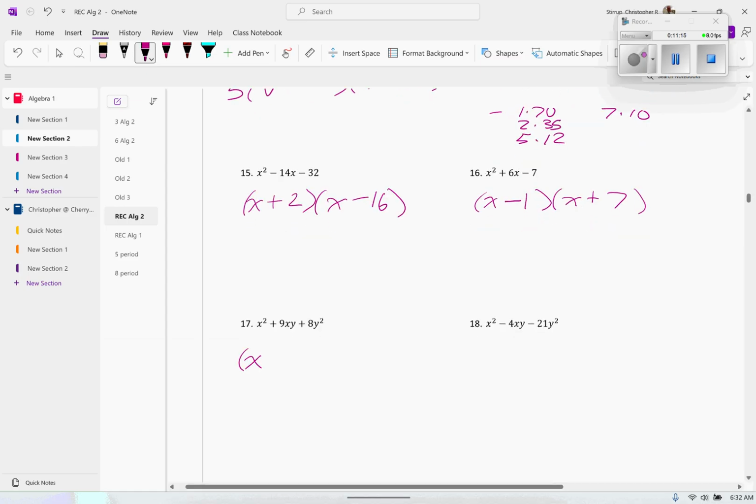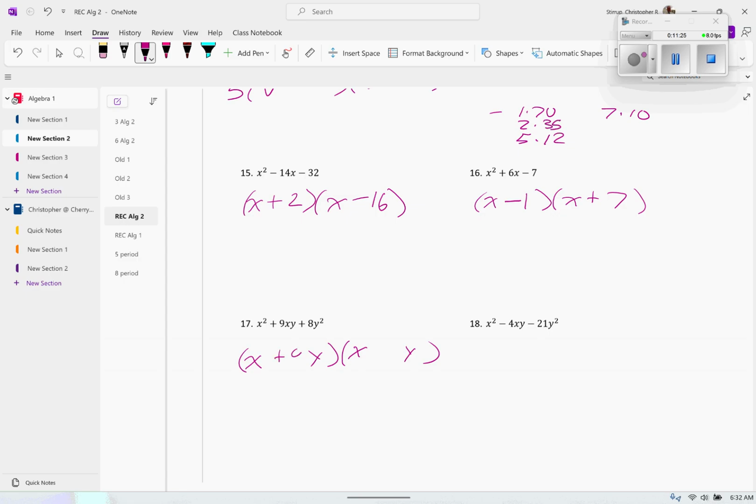This one looks a little goofy. We're going to have x and y with both. Okay, now that I have that, what two numbers multiply to give me 8, add to give me 9? It's going to be plus 8 and plus 1, and it's done. So same thing, I have an x and I have a y on both. What two numbers multiply to give me negative 21, add to give me negative 4, and that's going to give me negative 7 and plus 3.